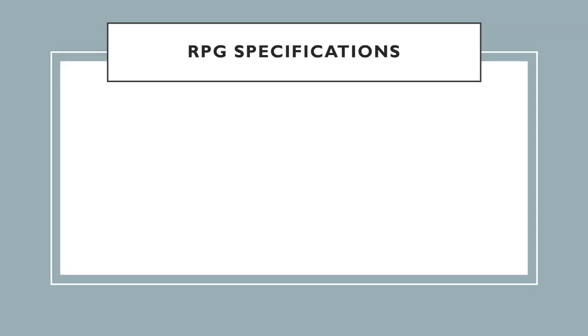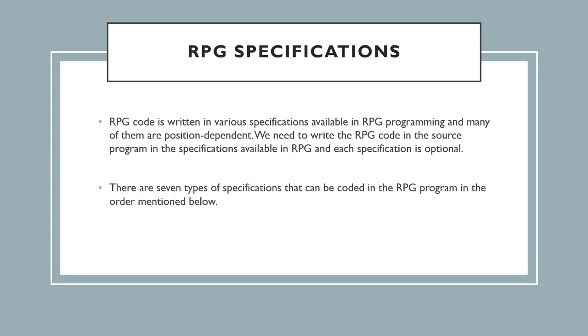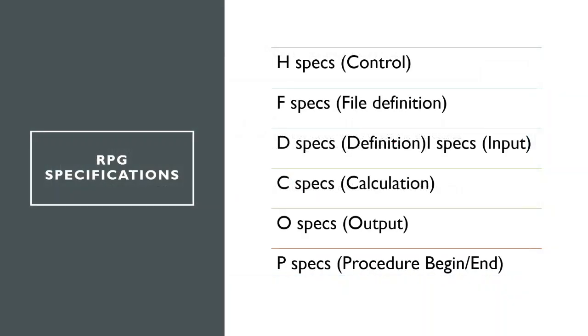The same way in RPG we also have some specs. We call them RPG specs; in the database we call them levels. In RPG, code is written in various specifications, and there are seven types of specification that can be coded in an RPG program in the order mentioned below. This is important. So these are the specs: H spec, F spec, D spec, C spec, O spec, and P spec.